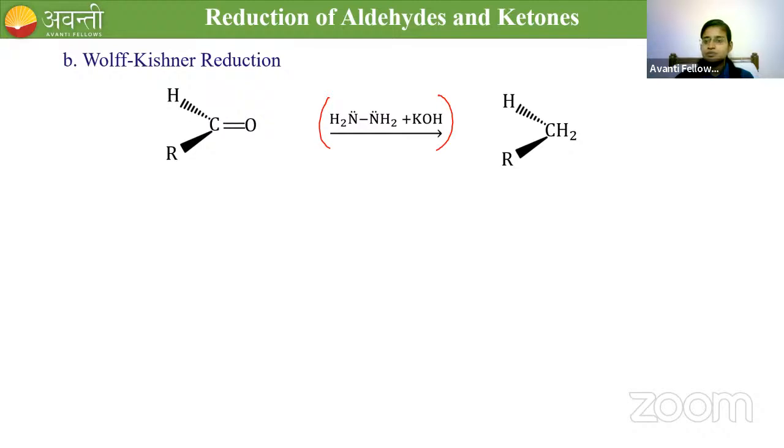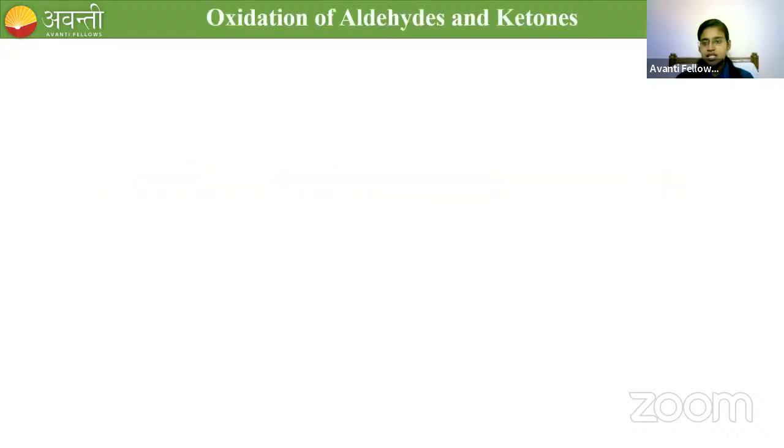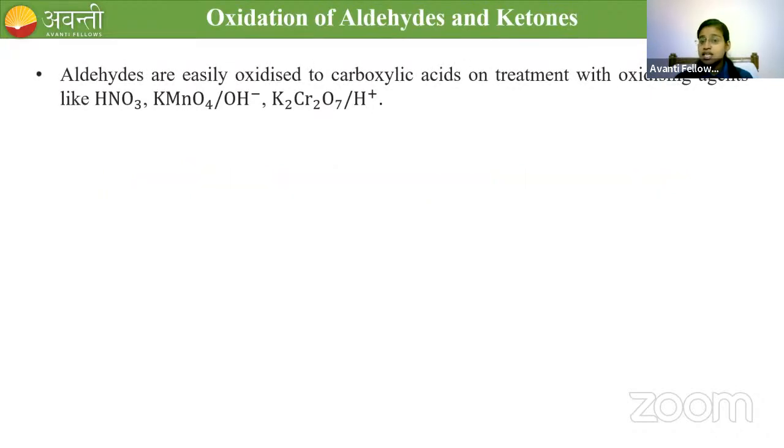Yes or no? Okay. The third type of reaction is called oxidation, just the opposite of reduction, right? Oxidation of aldehydes and ketones. Aldehydes are easily oxidized to carboxylic acids on treatment with oxidizing agents like HNO3, KMnO4 in basic medium, and K2Cr2O7 in acidic medium. So if you are oxidizing an aldehyde, you will get carboxylic acid.